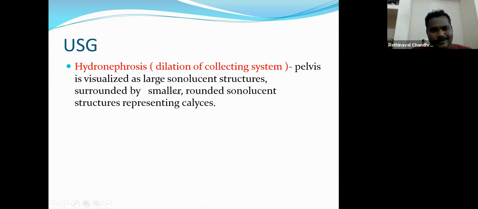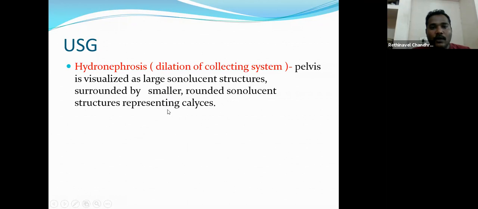Also in pediatric urology, they may ask how you will differentiate. This is also a previously asked exam question: how will you differentiate PUJO and multicystic dysplastic kidney? As we know from pediatric urology, in multicystic dysplastic kidney there will be multiple rounded cysts, and they are not communicating with each other.